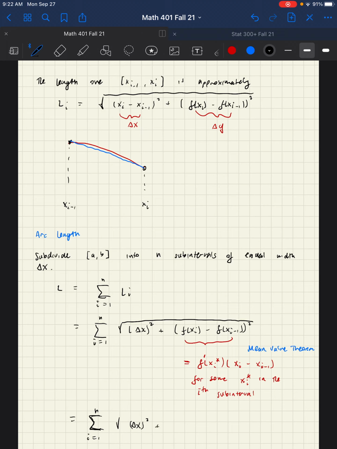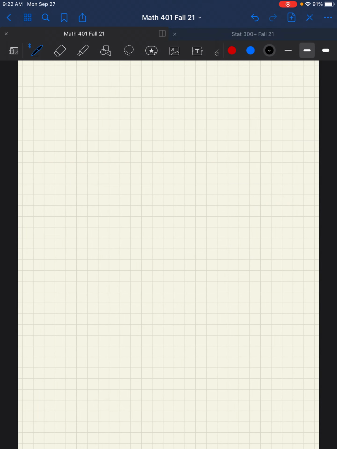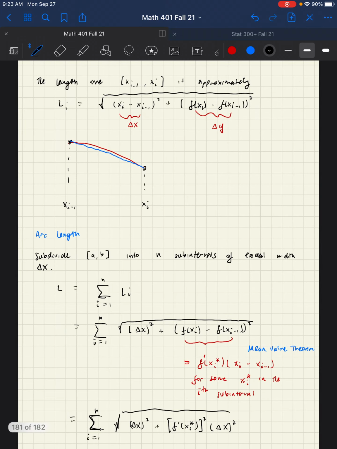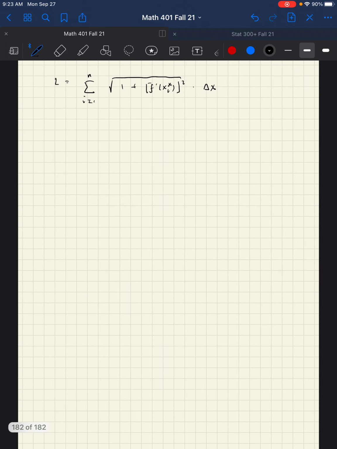And so that means that we can write this sum as the square root of delta x squared plus f prime of x sub i star squared times delta x squared, because ultimately x sub i minus x sub i minus 1 is just delta x. And very nicely, this means that we can pull out that delta x from the square root. So it's going to look like the square root of 1 plus f prime of x sub i star squared, times delta x, because we pulled it out of the radical.